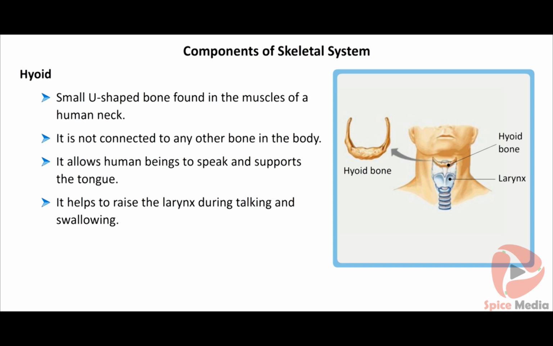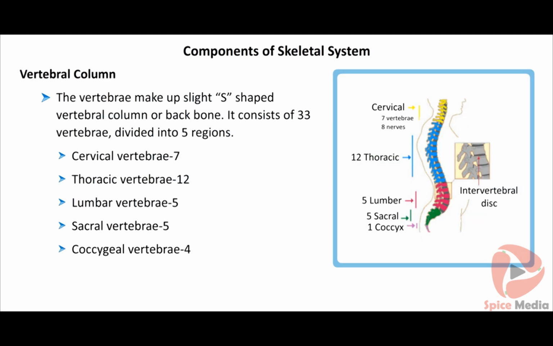Hyoid bone is the small U-shaped bone found in the muscles of a human neck. It is the only bone that is not connected to any other bone in the human body. It allows human beings to speak and supports the tongue. It helps to raise the larynx during actions like talking and swallowing.